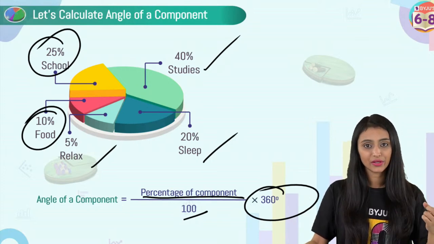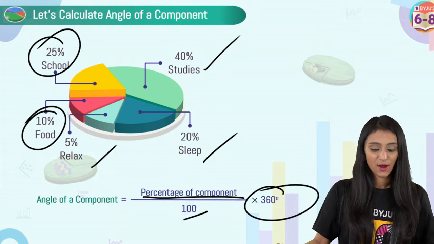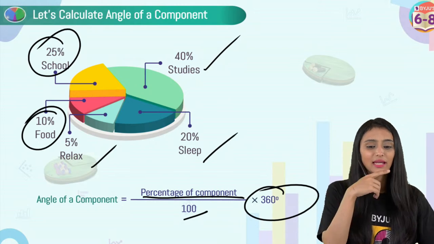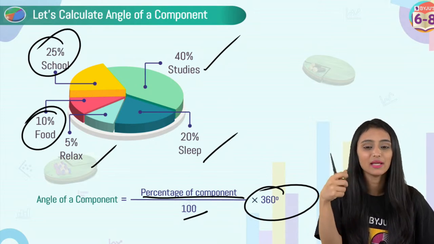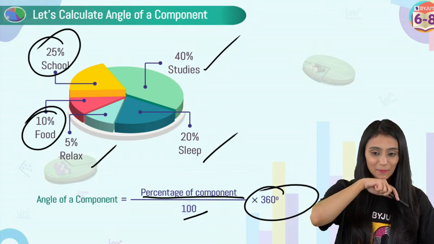Rekha, we multiplied with 360. We did not divide with 360. Yes, quickly tell me, why 360 degree? I need an answer. There's always a reason behind everything, right? Correct, Sneha, because the entire circle is 360 degree.